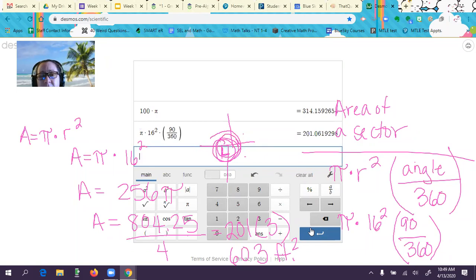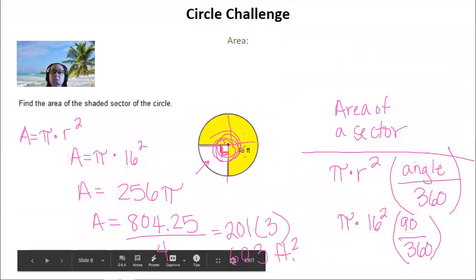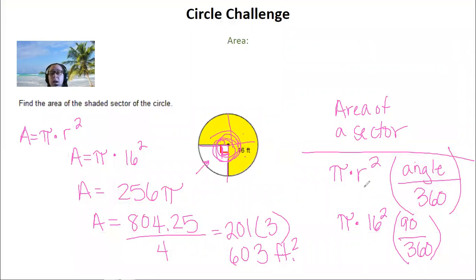Okay, I feel like that is the little section. Because if I put in 90, then I actually found the area of this section. So you do get 201, and then you have to multiply by the three sections. Cool. So if this is 90 degrees, then this is 270 degrees. So you use whatever angle you're given.